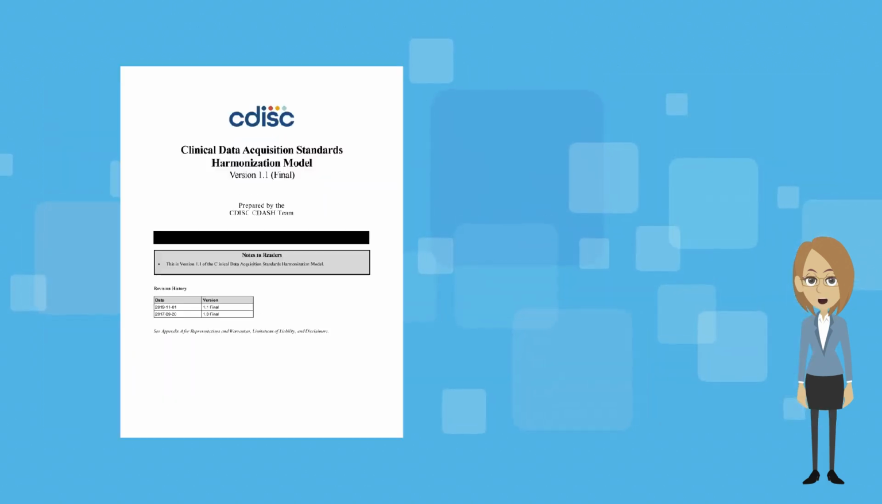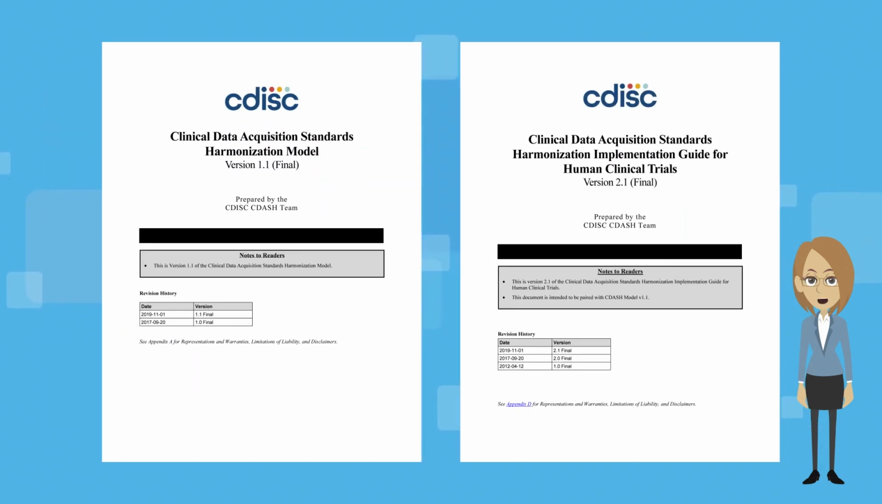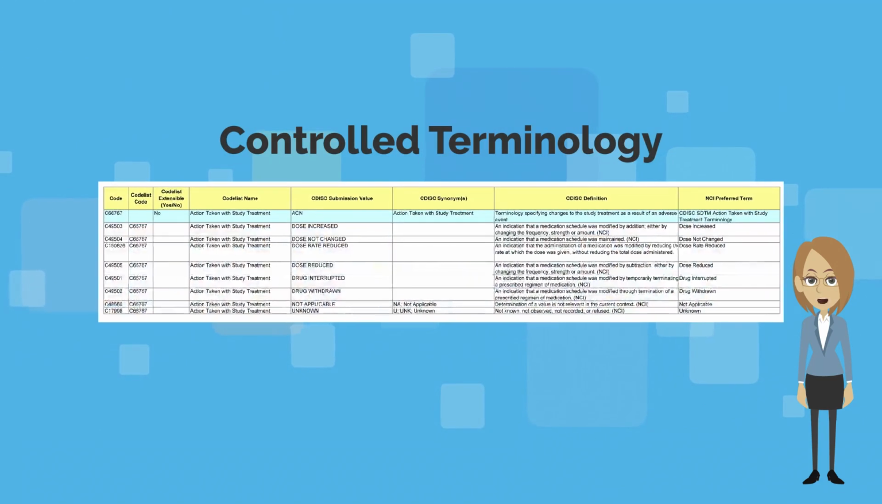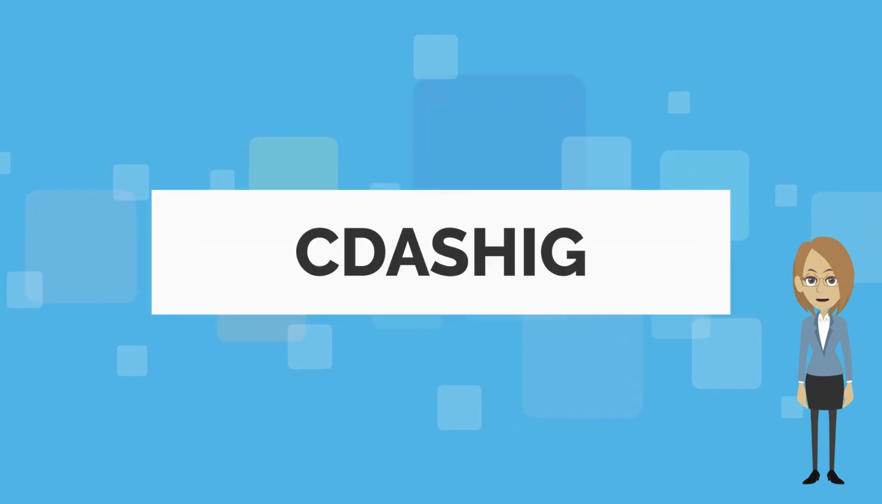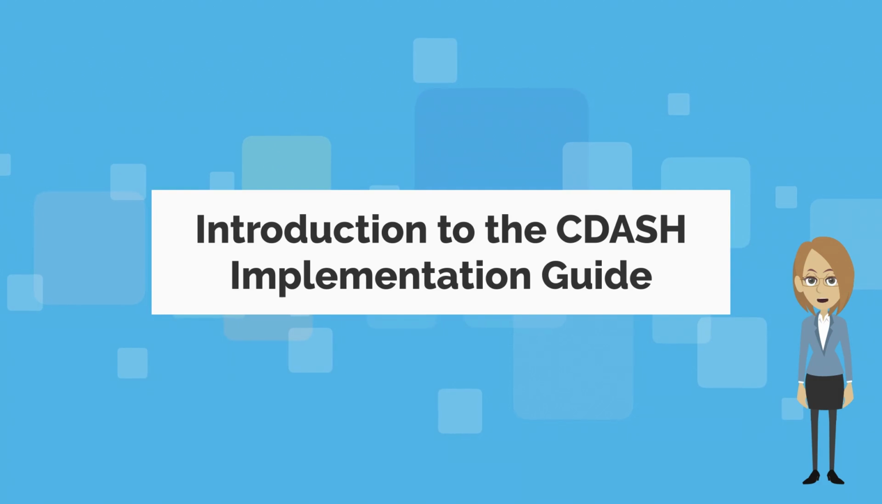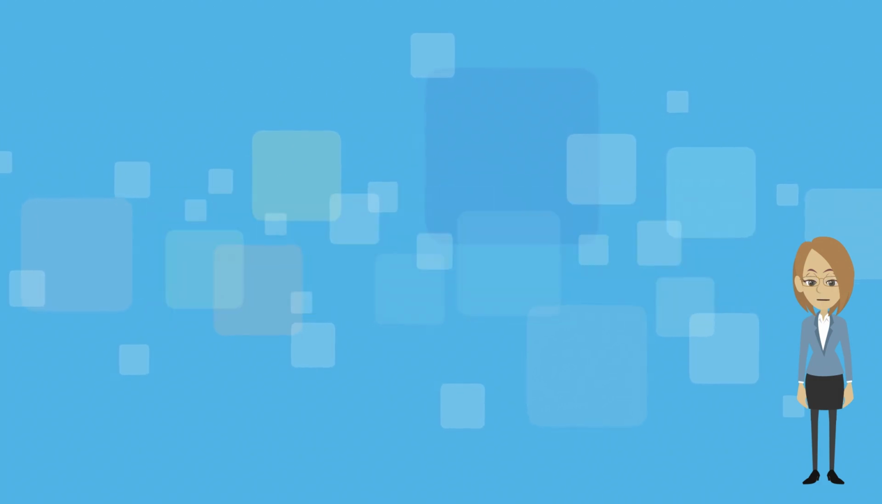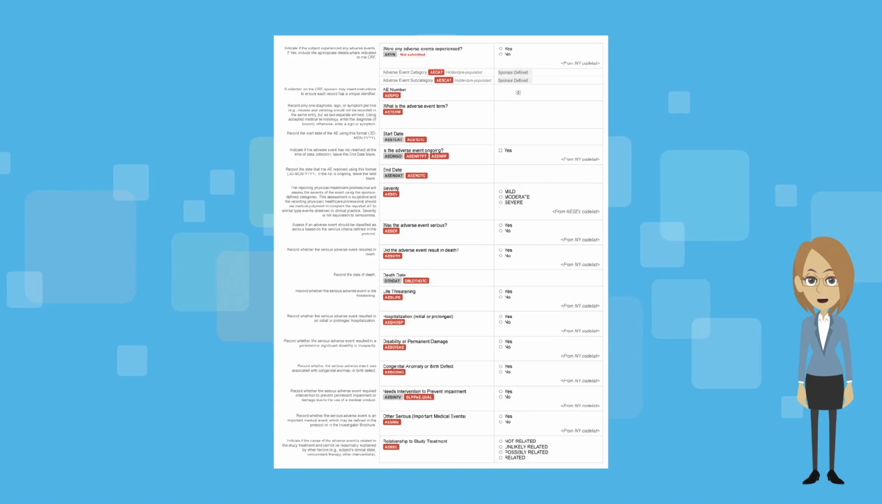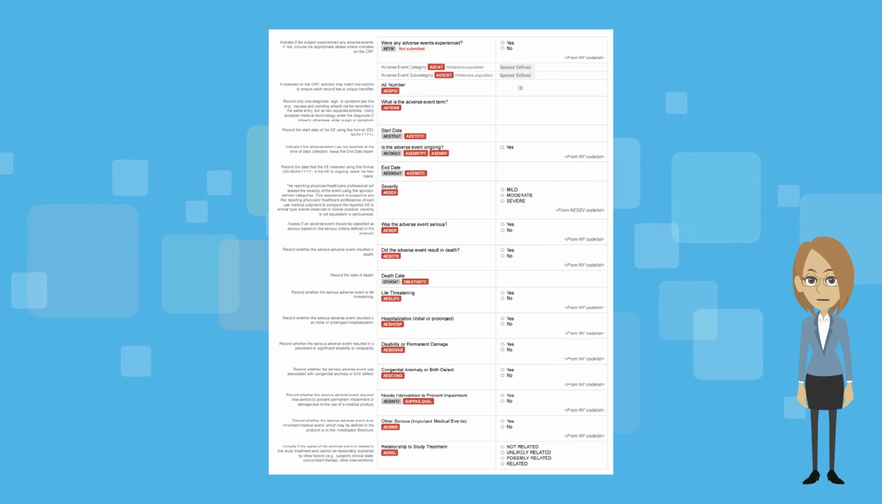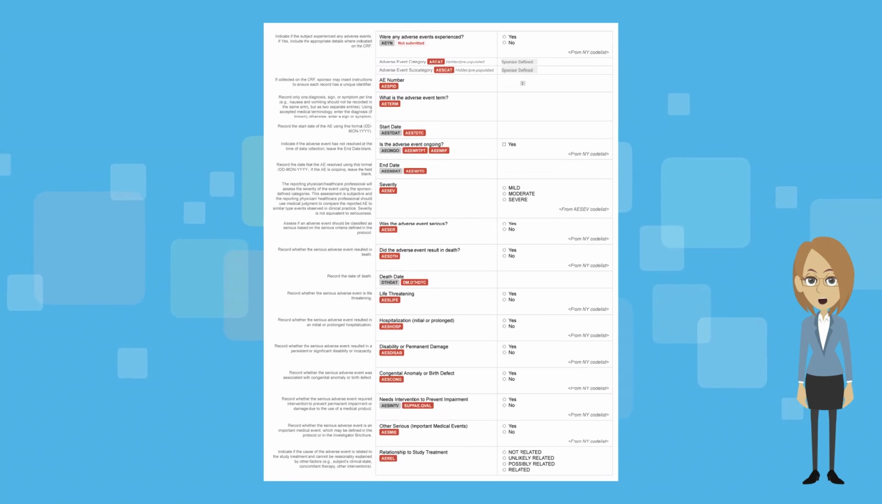CDASH consists of a model and an implementation guide with metadata tables for a select set of data. CDASH also uses CDISC's controlled terminology. We will explore the implementation guide further in the video titled Introduction to the CDASH Implementation Guide. CDASH can be used to create case report forms and electronic data capture implementations, and to support dataset design.